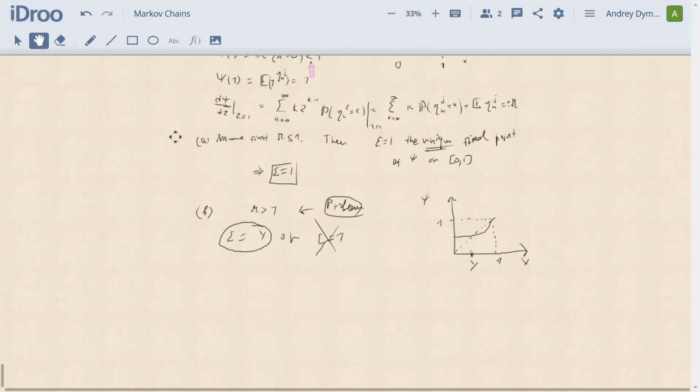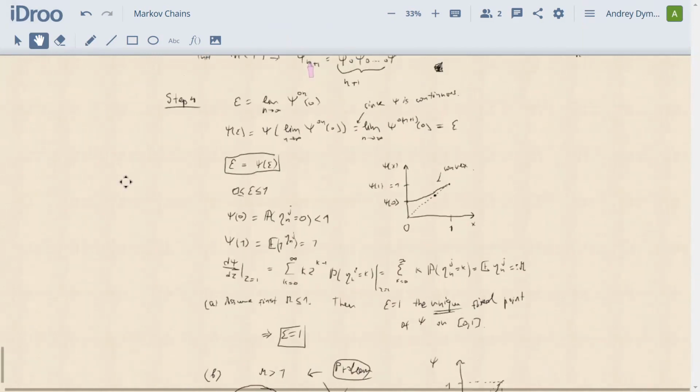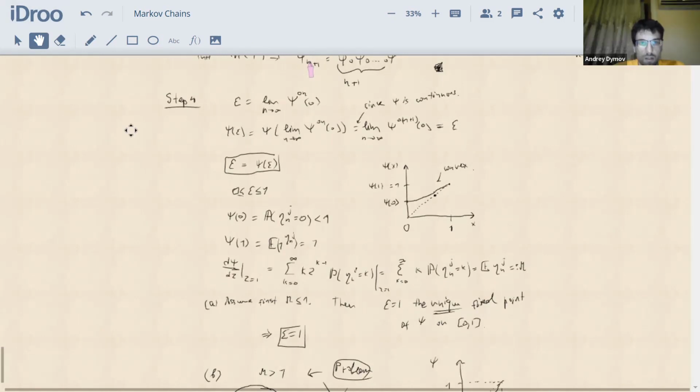Yes, I have a question. Why does the limit with epsilon equal the limit of psi composed n times? Why does this limit exist?